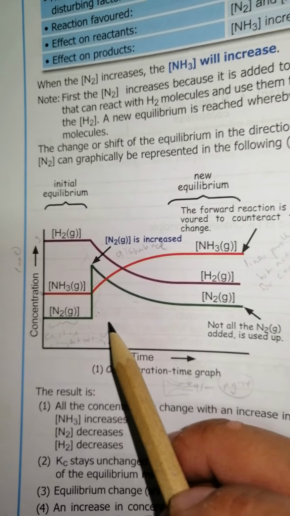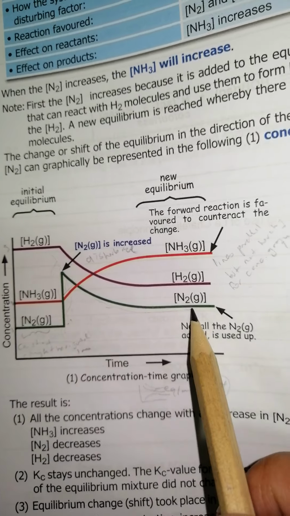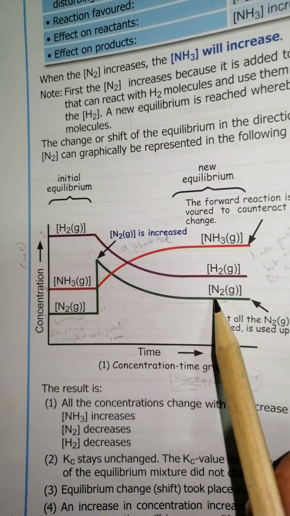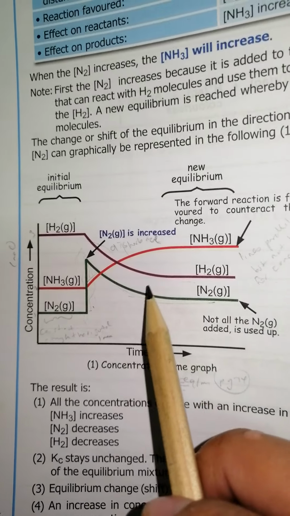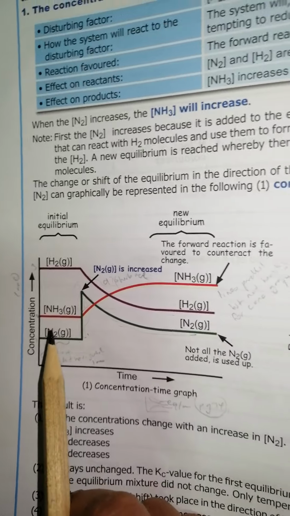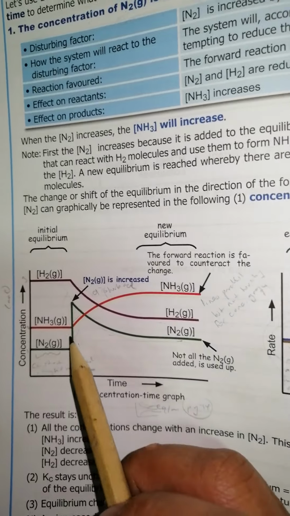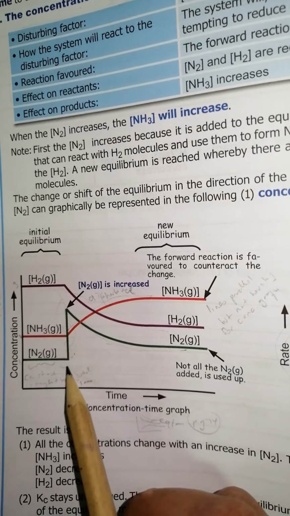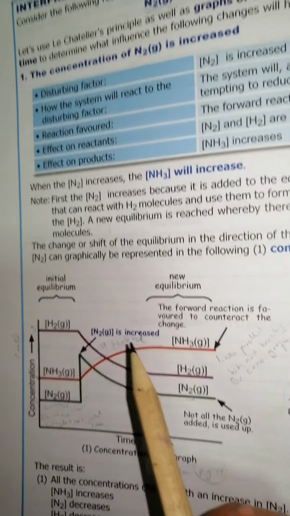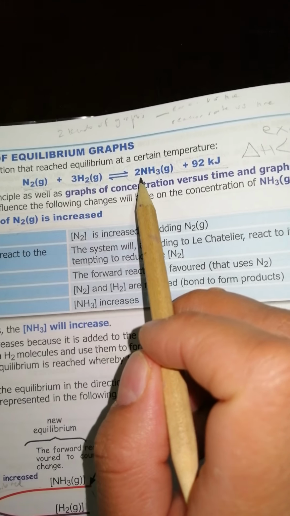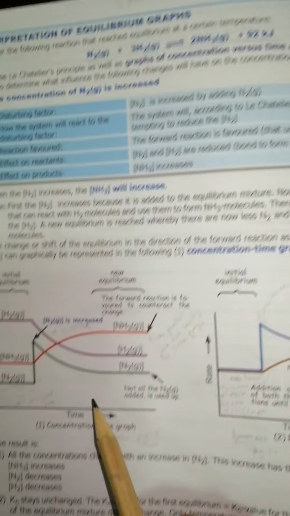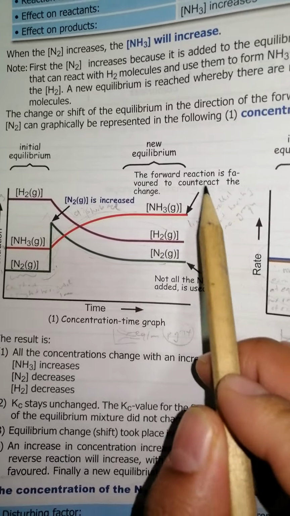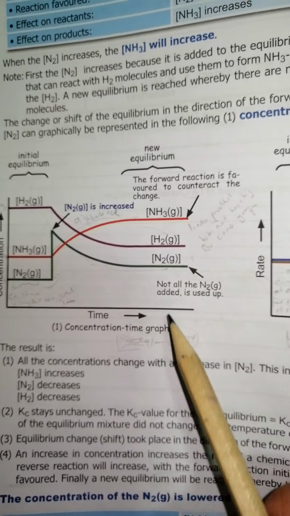After the nitrogen concentration increased, can you see it decreased again? And then can you see that hydrogen also decreased? And since hydrogen and nitrogen are the reactants, if they are decreasing, it means the forward reaction is favored. That's why the reactants are decreasing. And then ammonia started to increase after the nitrogen increase. So if ammonia is increasing, it means the forward reaction was also favored because ammonia is the product and you're making more product. And then eventually afterwards, the graph became parallel again because equilibrium has been reached.